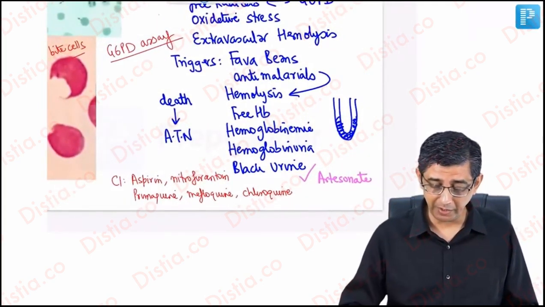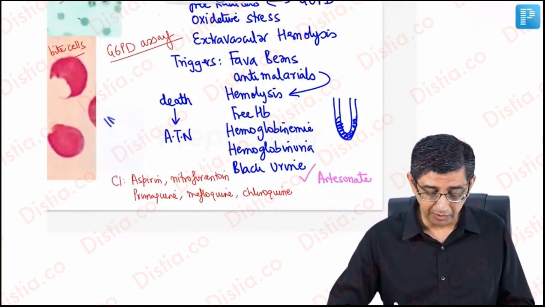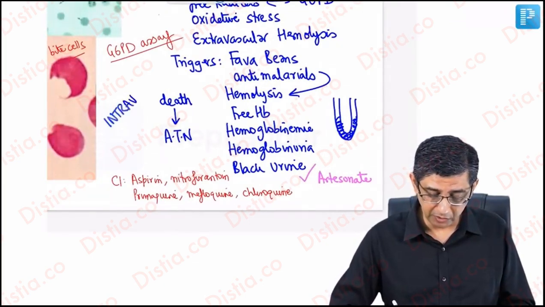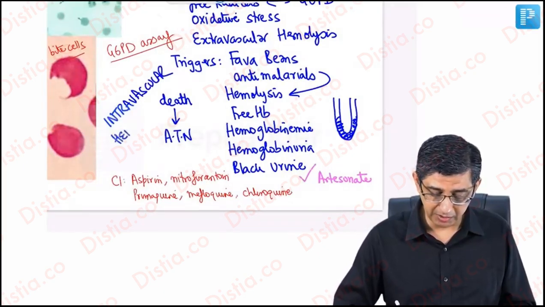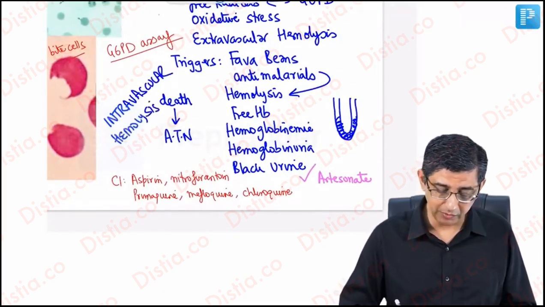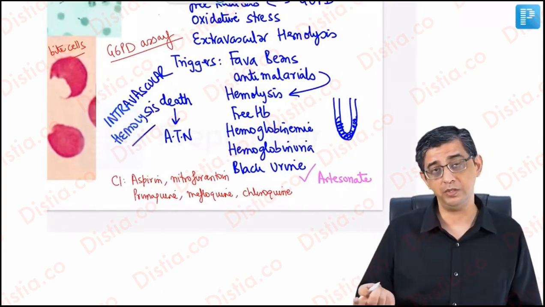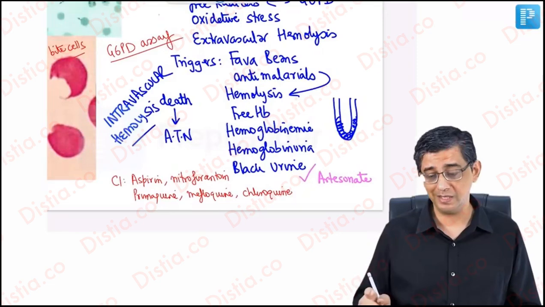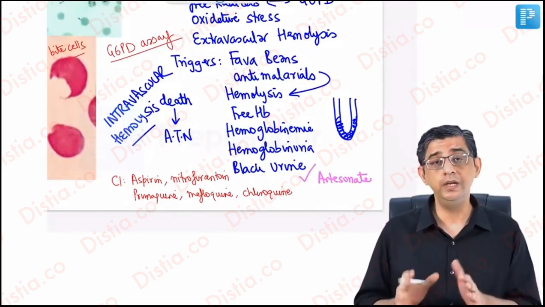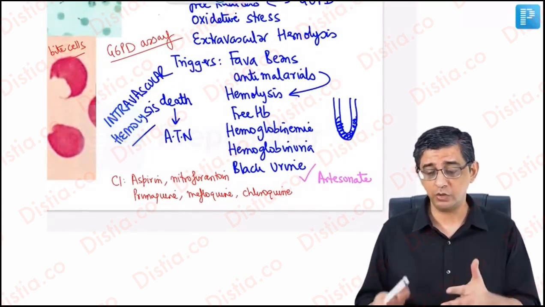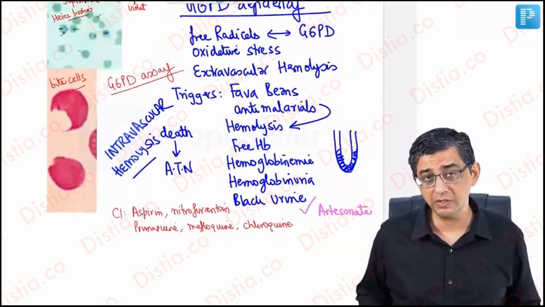The basic concept, guys, which I'm trying to give you is that triggers will contribute to intravascular hemolysis, and otherwise it is extravascular hemolysis that is occurring in these patients. So in a question, if they give you multiple correct options, then this is one example where both extravascular and intravascular hemolysis are occurring. Routinely it is extravascular hemolysis because naturally in our body also there is oxidative stress.